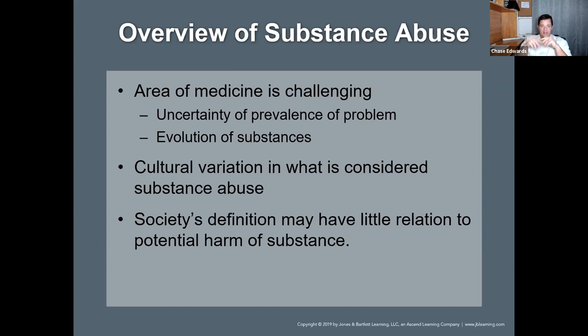Substance abuse is broadly defined as the self-administration of licit or illicit substances in a manner that is not in accord with the approved medical or social practice. There is great cultural variation in what is considered substance abuse, so society's definition may have little relation to the potential harm of a substance. Tobacco, for example, is not restricted, but causes cardiovascular and respiratory disease. Marijuana use may result in fines or prison. So we can talk about the abuse of it.